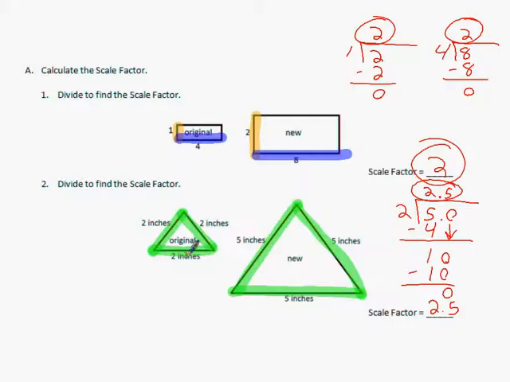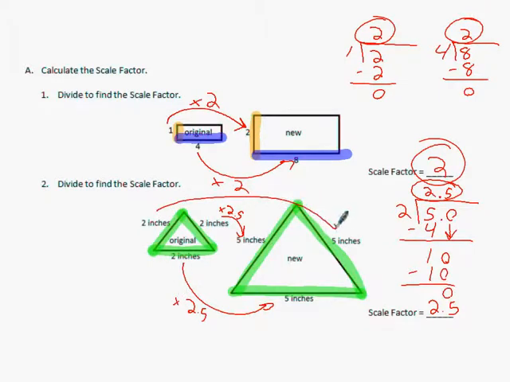Now, let's look at what the scale factor actually means. So, on number 1, the scale factor is 2. What that means is the original shape times 2. 1 times 2 is 2. 4 times 2 is 8. And on number 2, 2 times 2.5 is 5, every time. It's the original shape times this number equals the new shape.